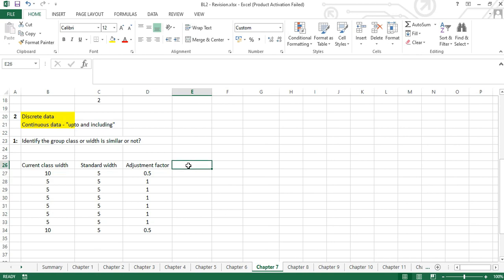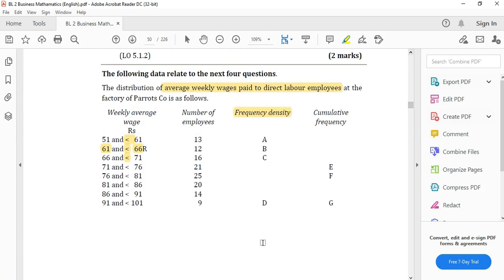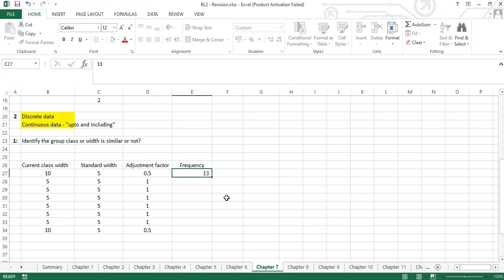Now get the frequency. I'll tell you what frequency density is at the end. First, let's get the frequencies in order: 13, 12, 16, 21, 25, 20, 14 and 9. Okay, so accordingly, what is the frequency density?